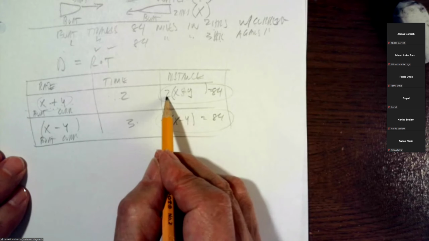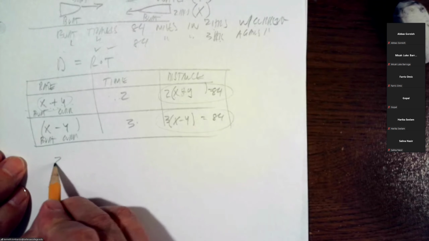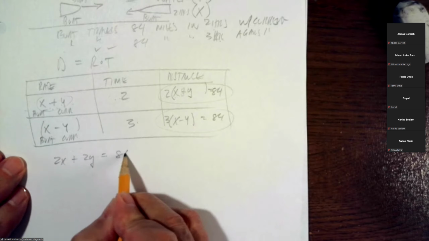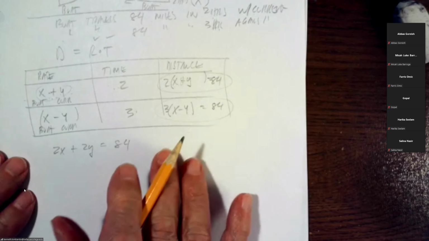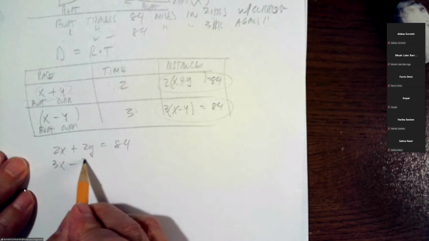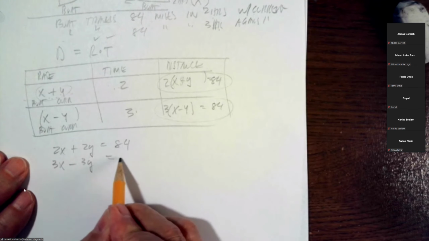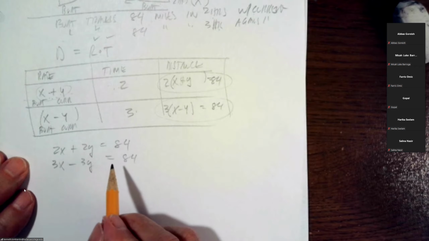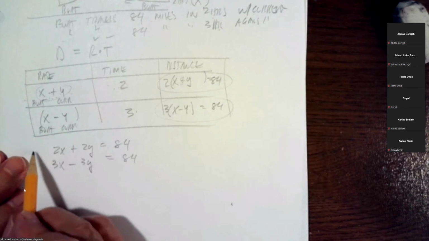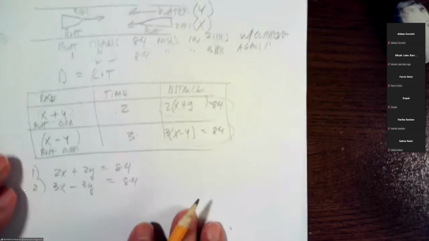So I can distribute this x and I can say 2x plus 2y equals 84, and 3x minus 3y equals 84. And now I want to solve this system of equations.